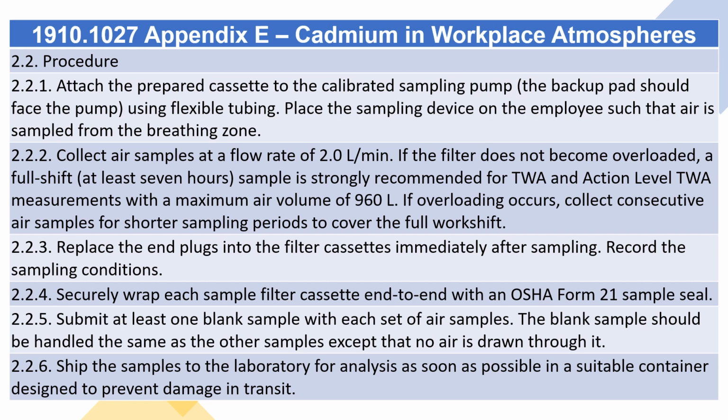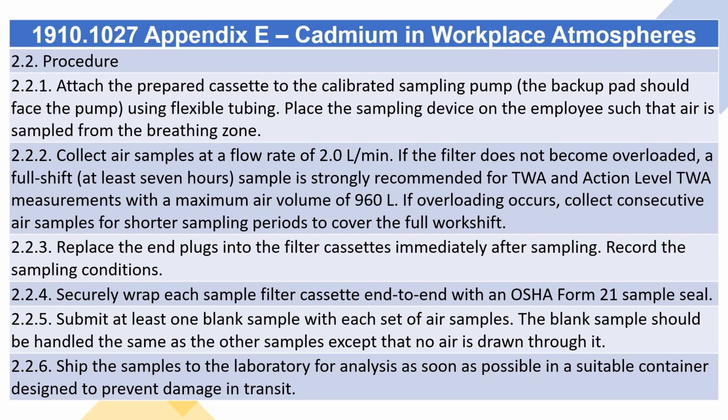2.2.2. Collect air samples at a flow rate of 2.0 liters per minute. If the filter does not become overloaded, a full shift, at least 7 hours, sample is strongly recommended for TWA and action level TWA measurements with a maximum air volume of 960 L. If overloading occurs, collect consecutive air samples for shorter sampling periods to cover the full work shift.